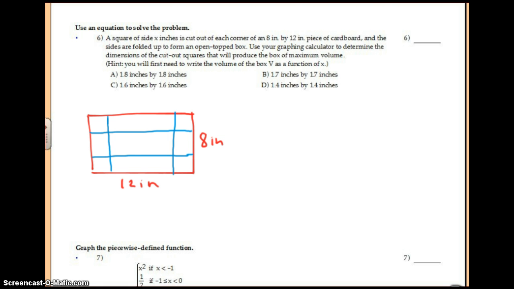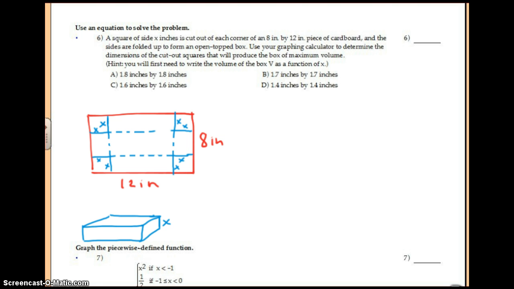That are x units by x units. Or x inches, I guess, by x inches. And we kind of, this little dashed line here is where we're going to fold our box up so that we have just a cardboard box with an open top on it, which will look something like this. And x is going to be our height. That's the piece that we cut out.